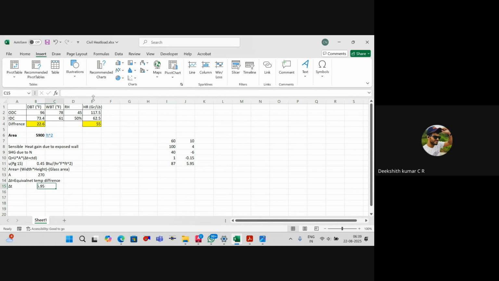Okay. Then coming to the next one, we'll be calculating the next element. After this, we'll be working on the U factor. Then we have something called CTD, which is the correction in temperature difference.